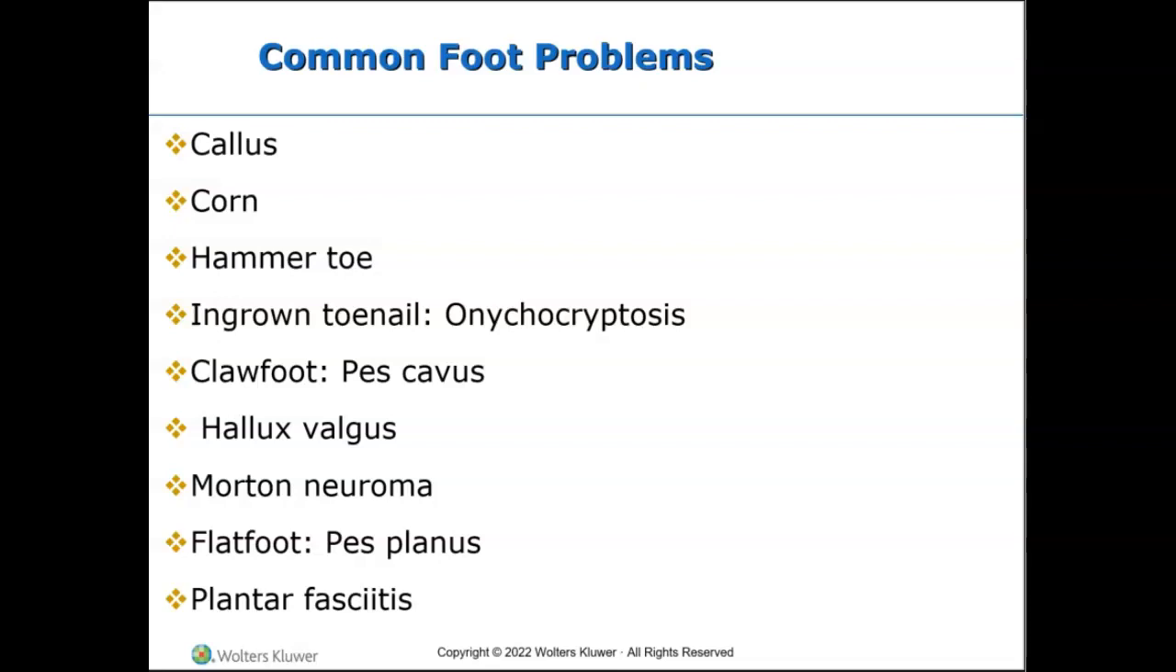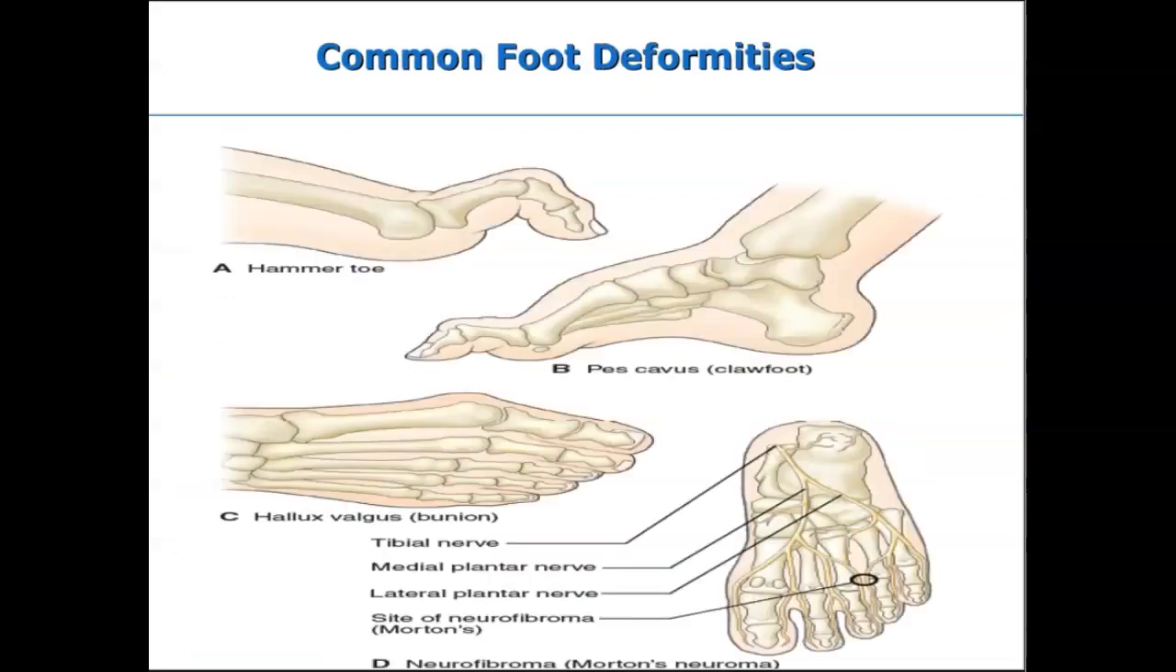Claw toes may cause pain, may lead to calluses on the top of the toe or over the first joint, but also they may be painless, right? And the condition may create problems like fitting into shoes and things like that. And then we have hallux valgus, Morton neuromas, flat foot, so there's no curvature, and then plantar fasciitis. All right, so here's a picture of those different deformities.